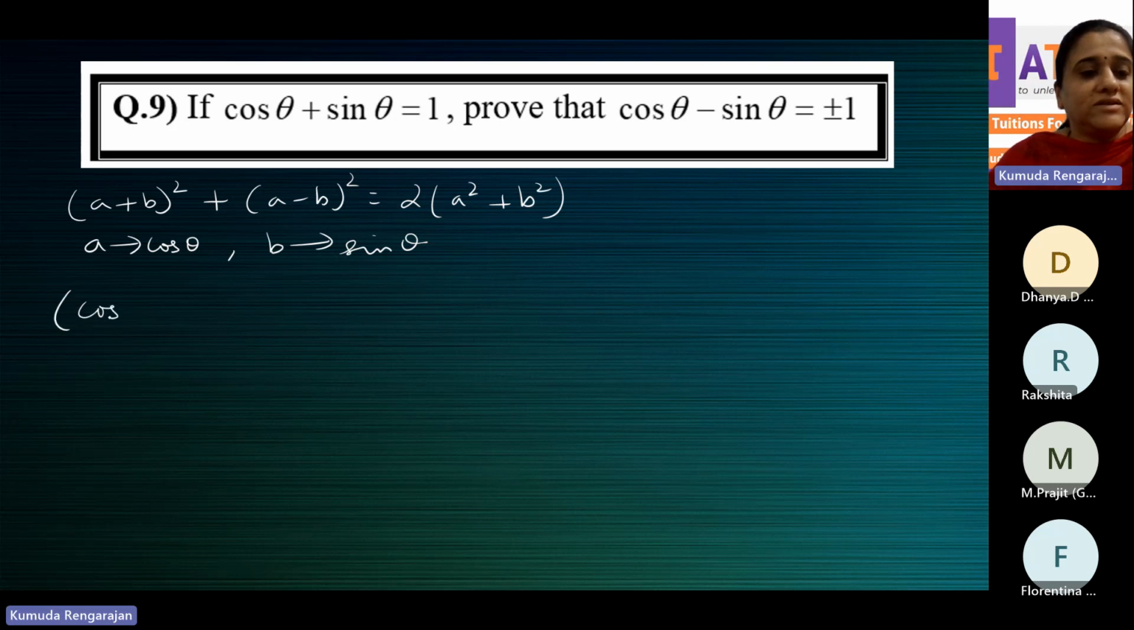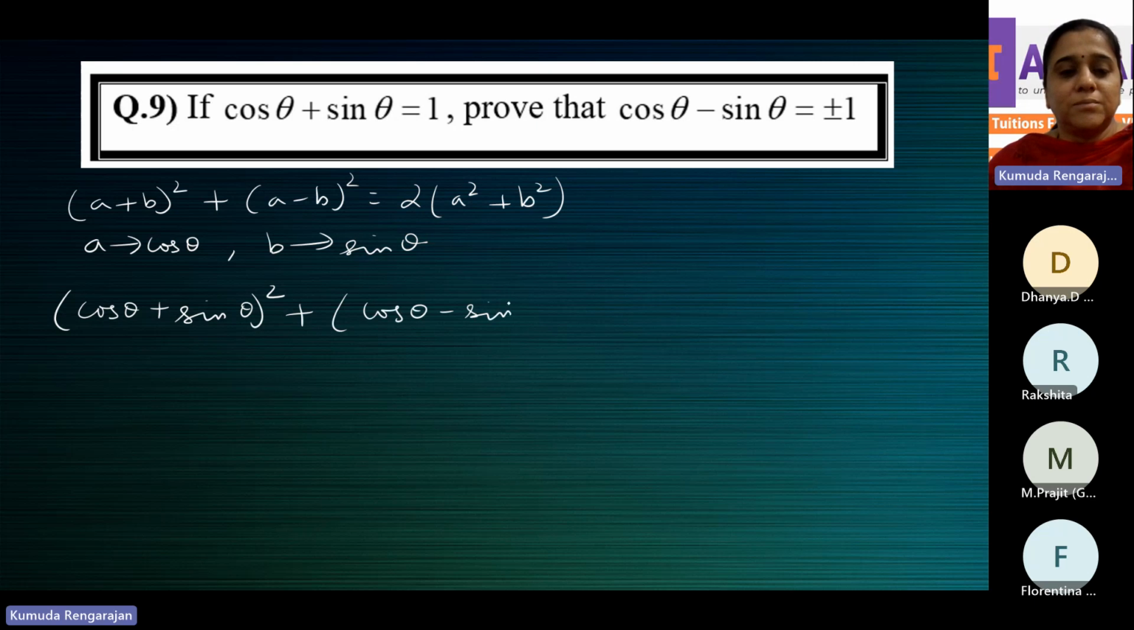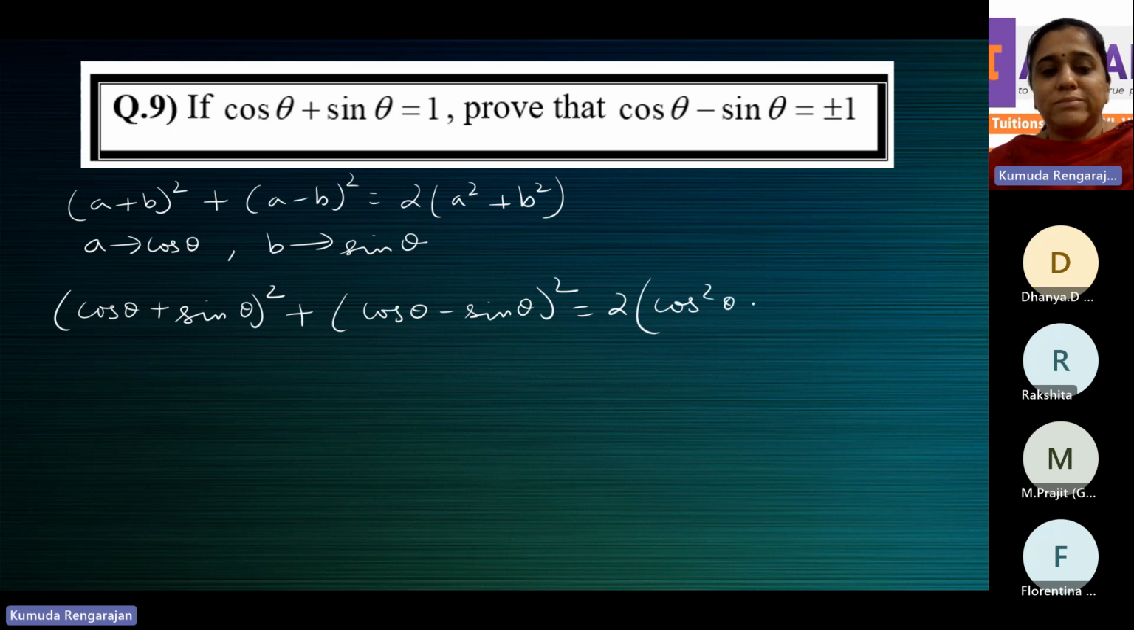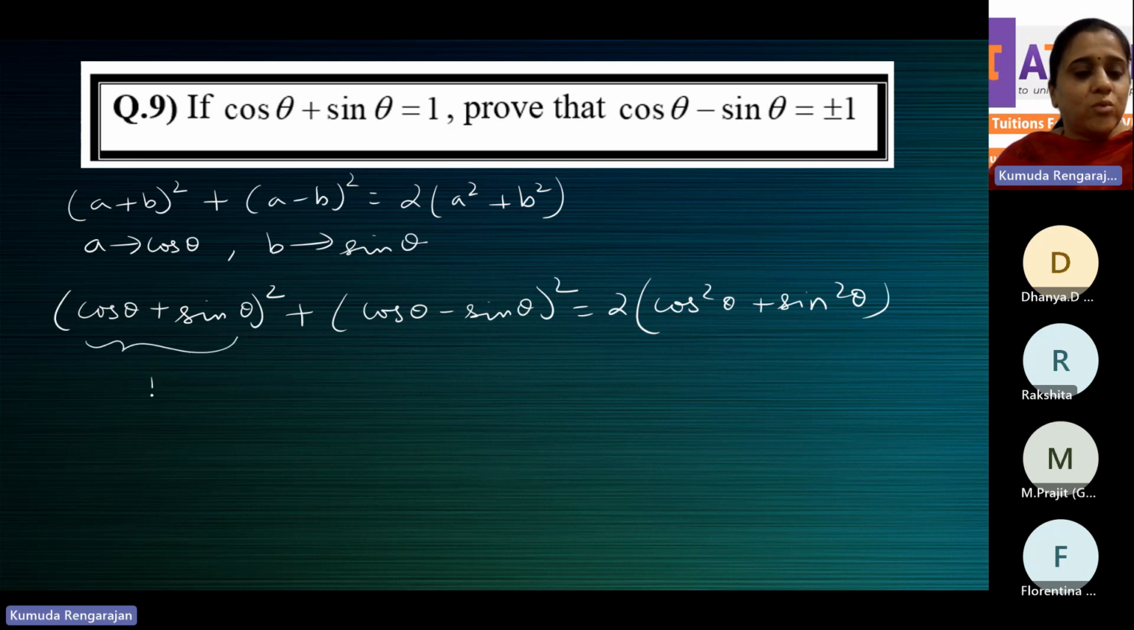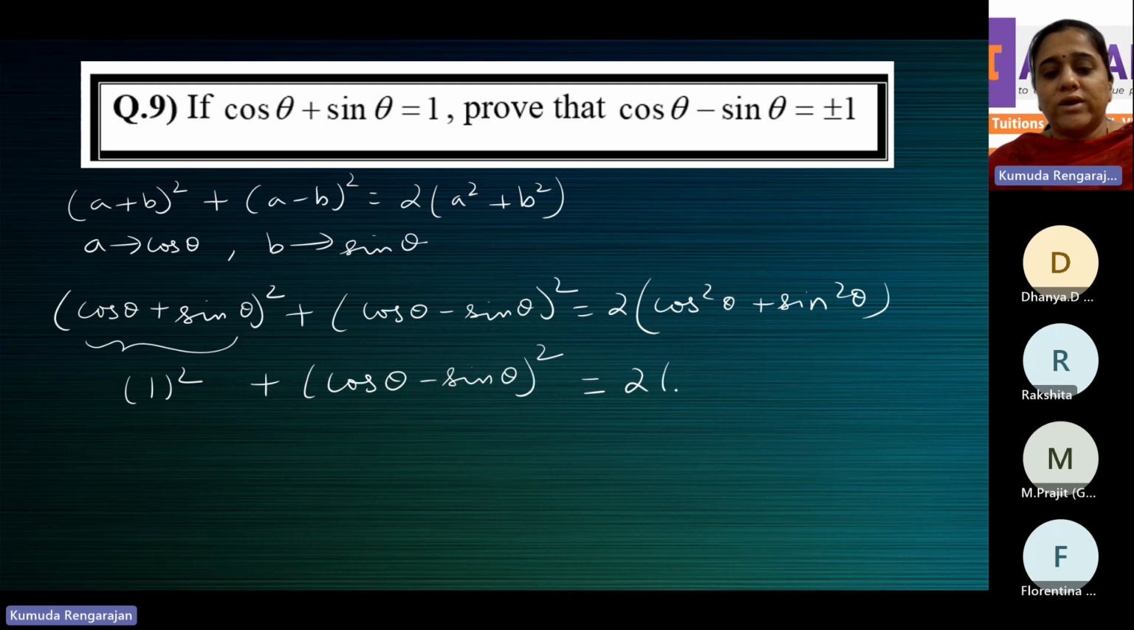So cos theta plus sin theta, the whole square, correct? Plus cos theta minus sin theta, the whole square, is equal to 2 of cos square theta plus sin square theta, because a square, b square. Now this one is 1. Cos theta plus sin theta is 1. So 1 square plus this one only we have to find, cos theta minus sin theta. So this will come as 2 into 1, because cos square theta plus sin square theta is 1.